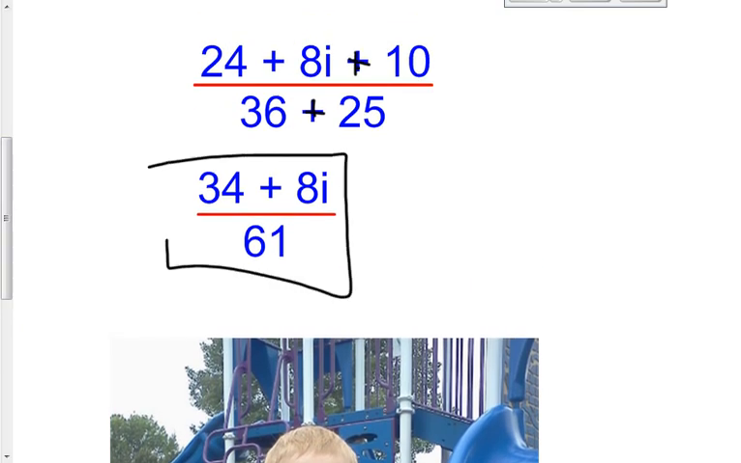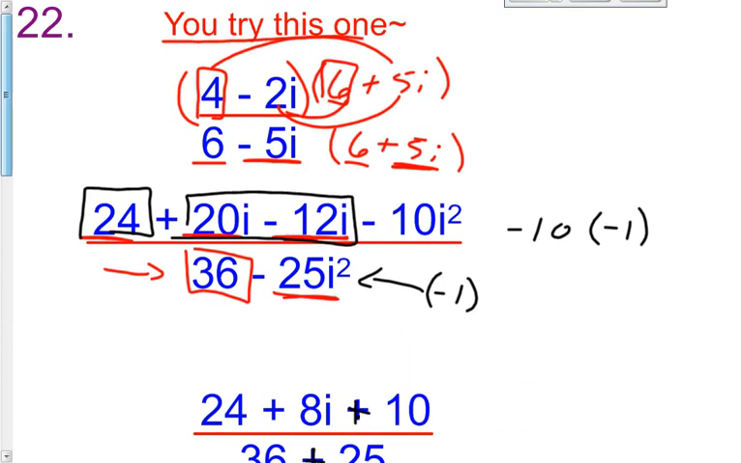34 plus 8i divided by 61. So that is how you do those ones. We're rationalizing the denominator by multiplying by the complex conjugate.